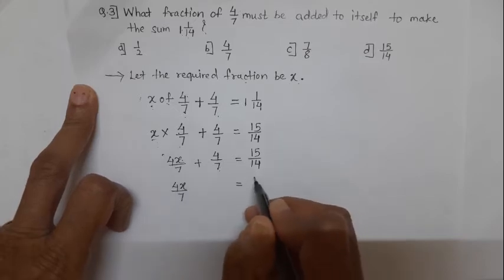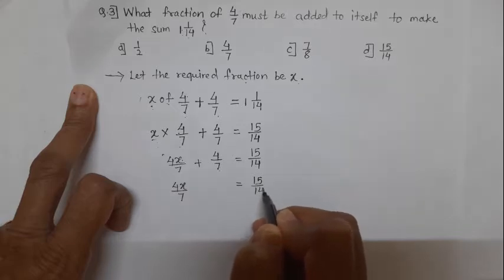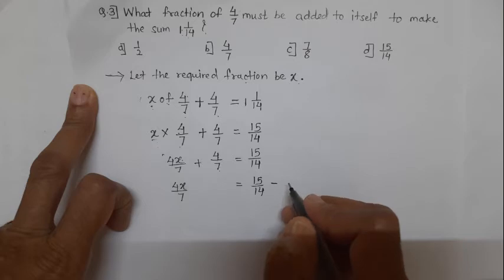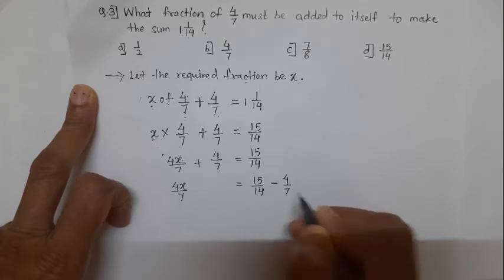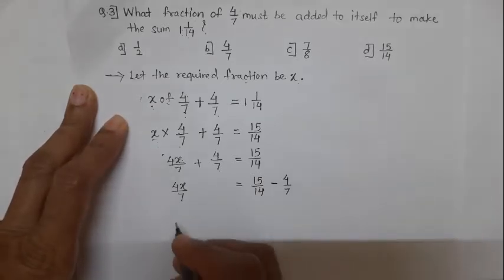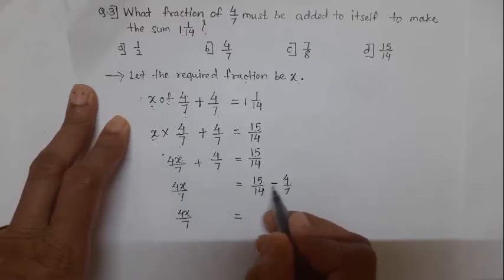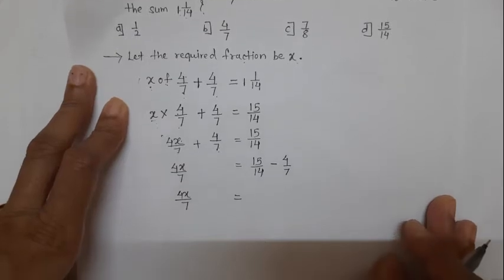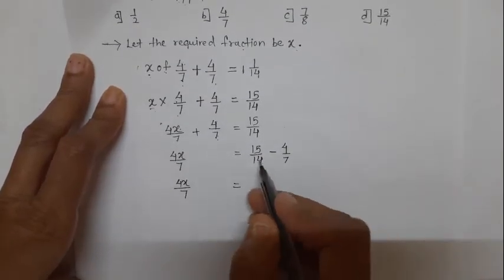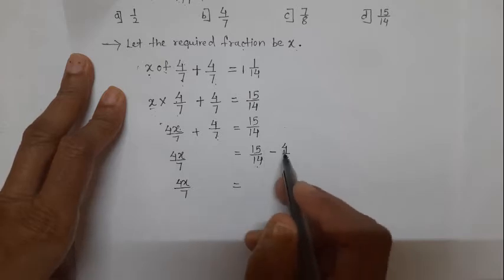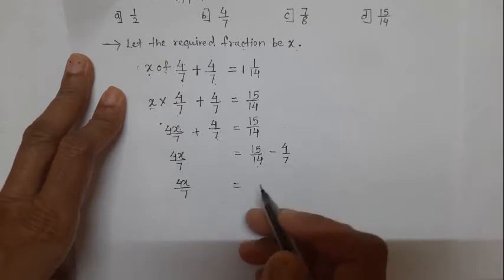Then what will we do? 15 upon 14 also stays as it is. This 4 upon 7 will transfer to this side, then it will become minus 4 upon 7. Now write this 4x upon 7 as it is. Now if you observe, we cannot subtract directly. So what do we need to do? We need to make the denominators the same. We cannot subtract the numerators without the same denominator.